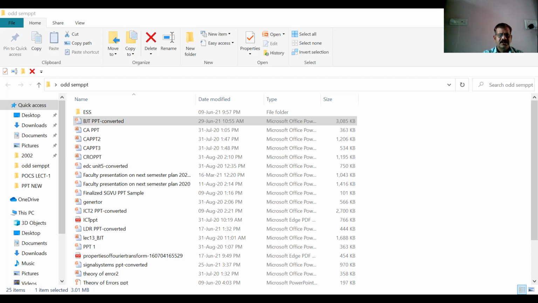In the next question, in a BJT, option A, the base region is sandwiched between emitter and collector. Option B, the collector is sandwiched between base and emitter. Option C, the emitter region is sandwiched between base and collector. Option D is none of the above. So in a BJT, the correct answer is option A. The base region is sandwiched between emitter and collector.